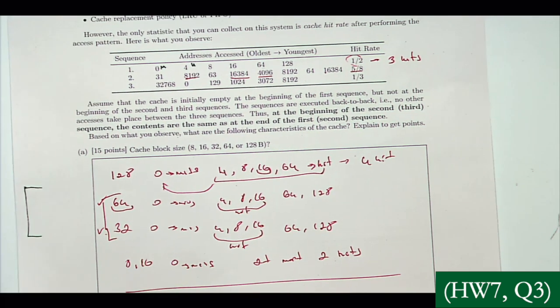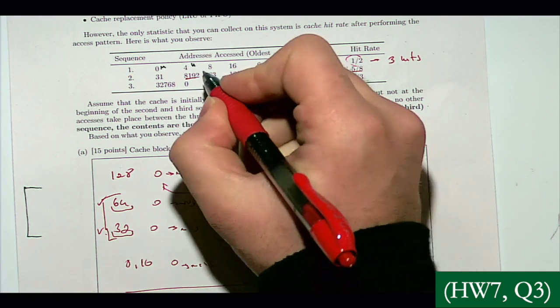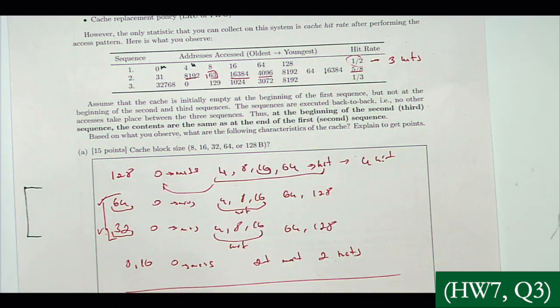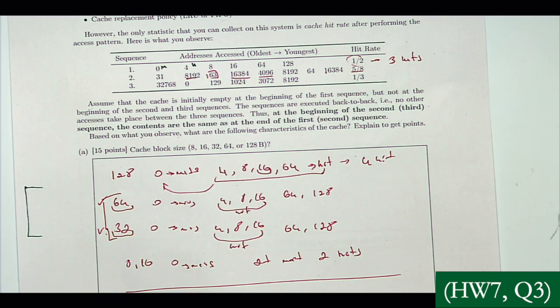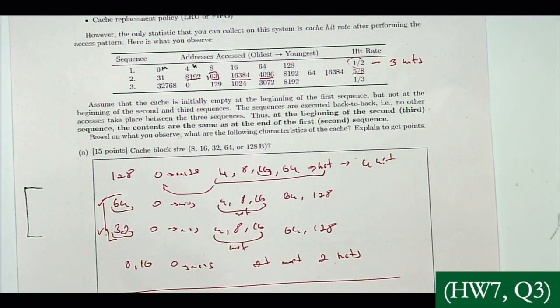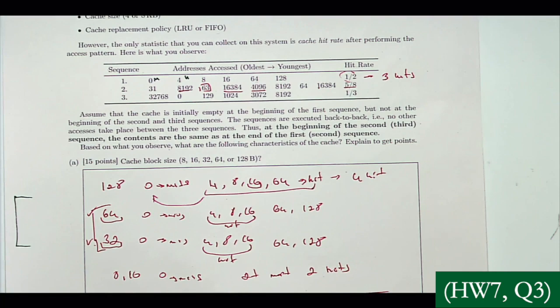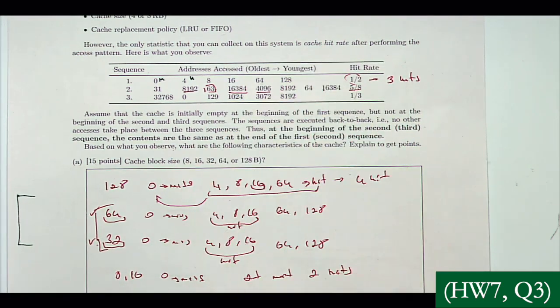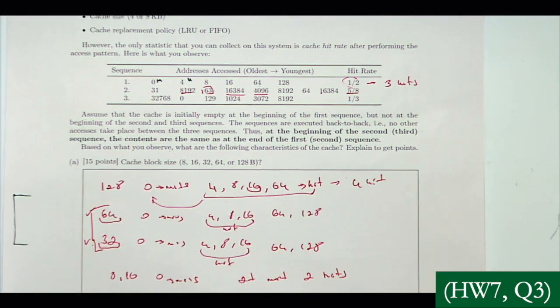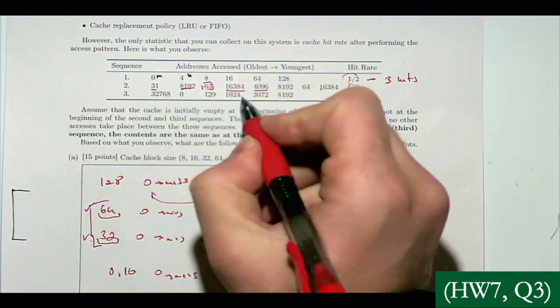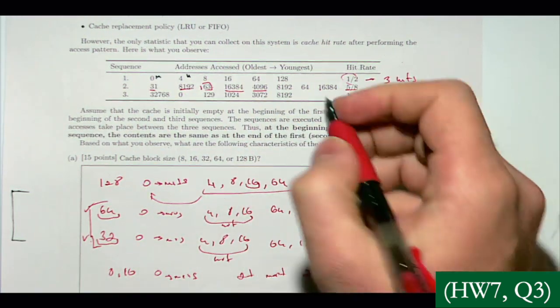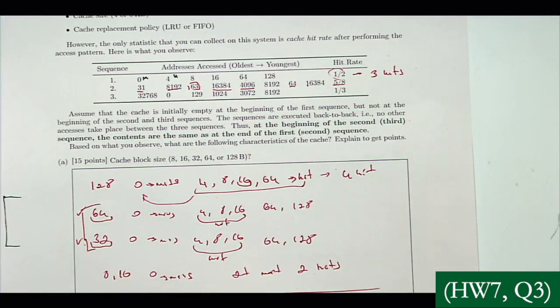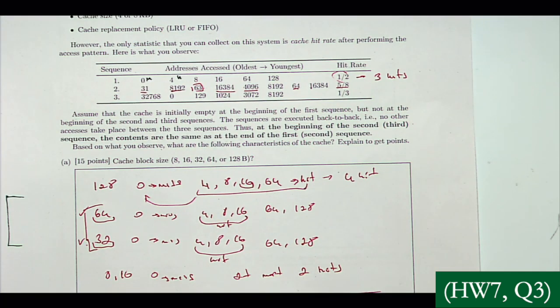Why? If this was 32, then 63 would be a miss because we don't access any address between 32 and 64. So in order for this to happen, our cache size needs to be 64 so that we will also have this 63 as a hit. All right? Then 31 and 63 will be hits for us. But here, 64 also needs to be a hit. But our cache size is 64.